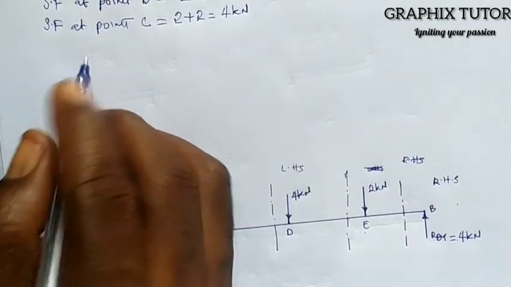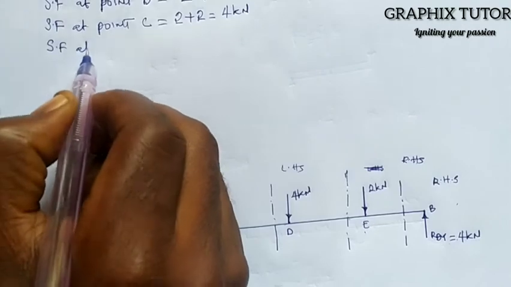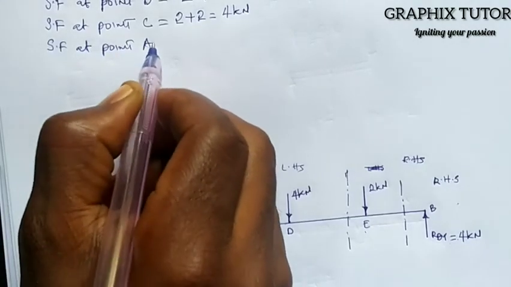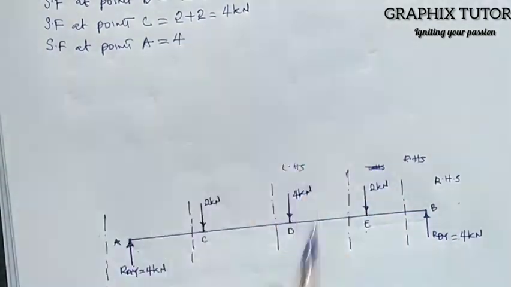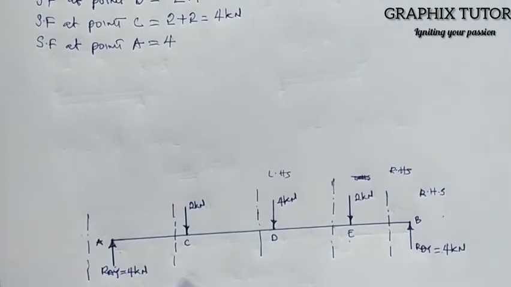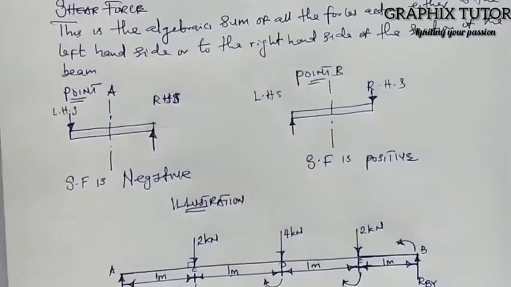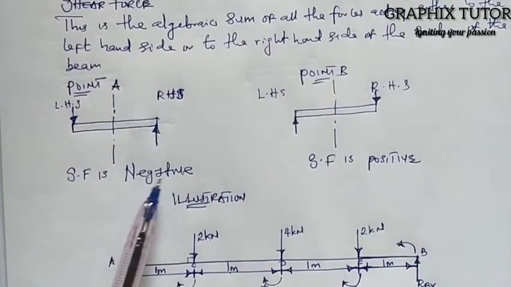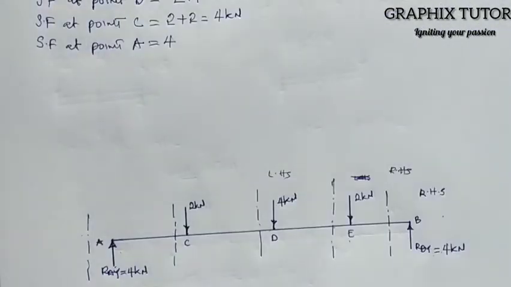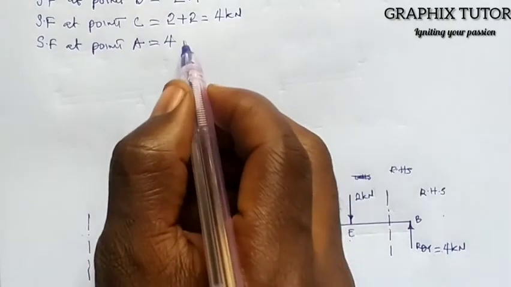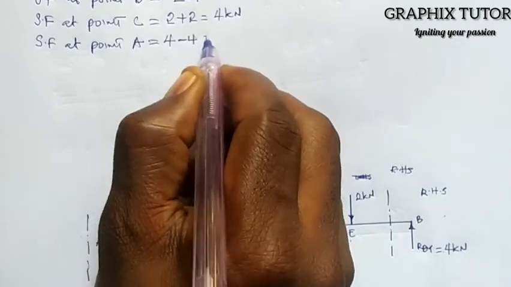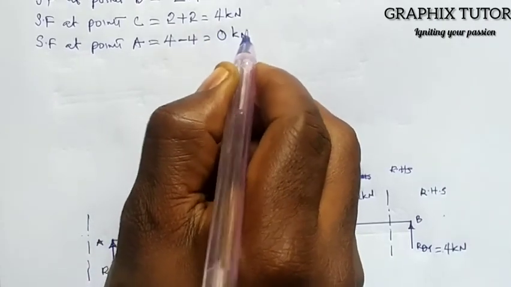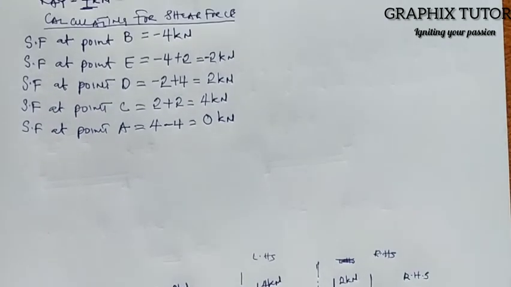So my shear force at point A will give me the last force I have here, which is 4. Now this force is facing up at the right hand side, and whenever a force is facing up at the right hand side, it is negative. So it will be minus 4, because the newly introduced force is facing up at the right hand side and is negative. We're having minus 4, and our final will now be 0 kilonewton. So these are the shear forces that we've calculated.